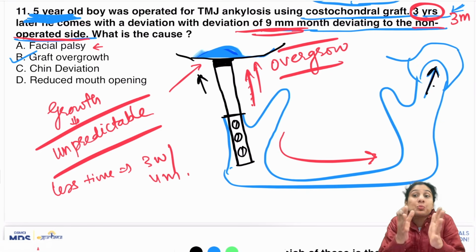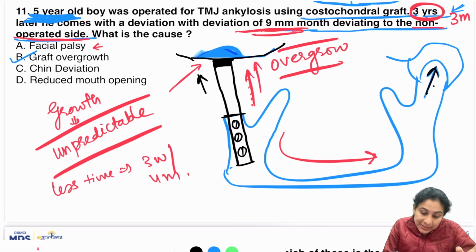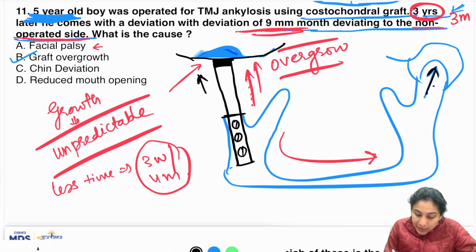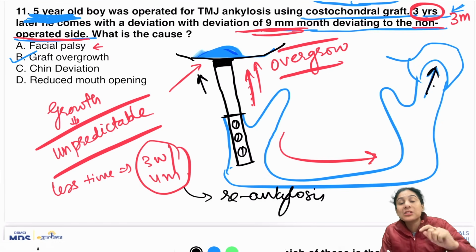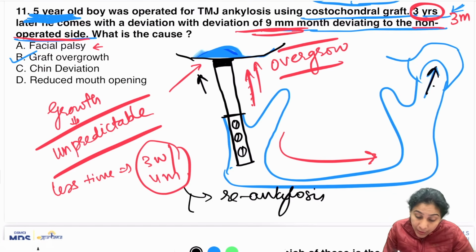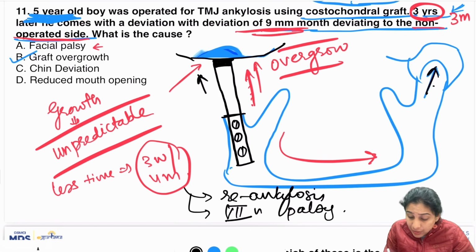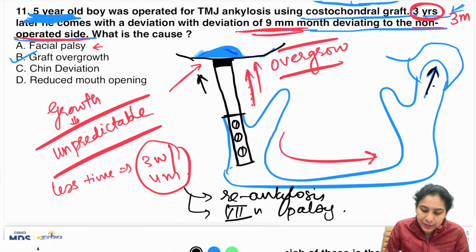In such a small time, CCG overgrowth is not going to happen. In such small time, what can happen? There can be re-ankylosis, if the child is not doing physiotherapy properly, not doing mouth opening exercises. Or there is a residual facial nerve palsy. If the surgeon is not careful and has injured the facial nerve permanently, then there will be a facial nerve palsy. So this will be seen in a short time.